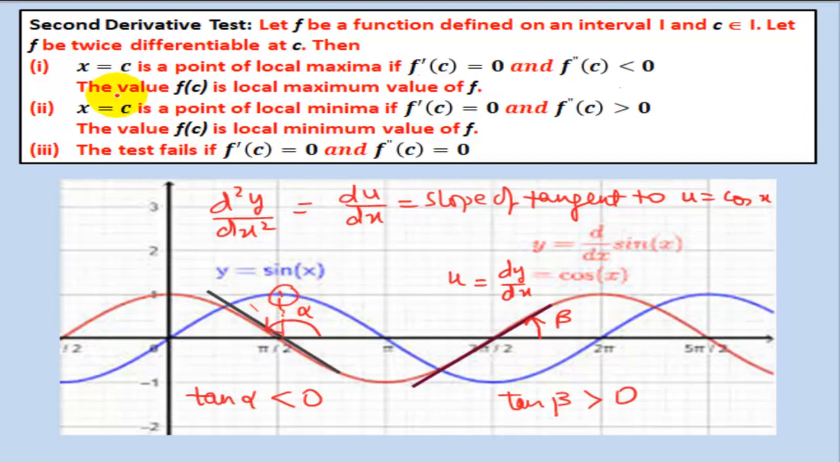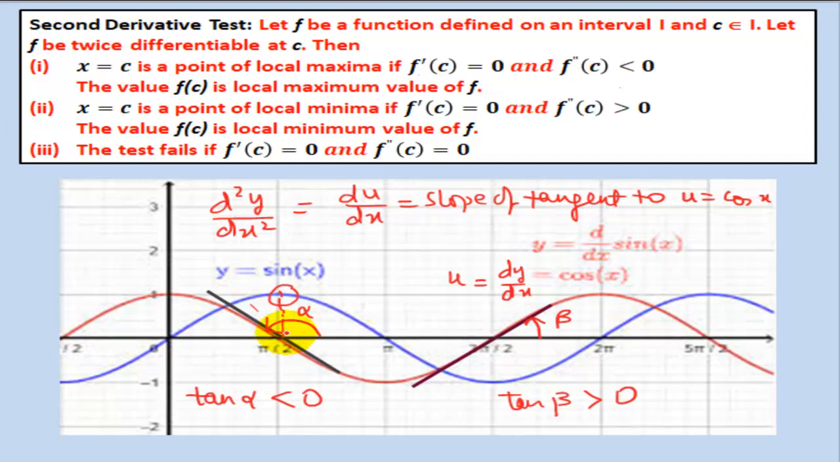Let us relate it to the first statement given here, then we will discuss the second part. It says, let f be a function defined on an interval I and c is a point in that interval, and say f is twice differentiable at that point. So this point, which is x is equal to c, will be a point of local maxima if at this point the first derivative is 0. That means this is a critical point. And the second order derivative at this point is negative. So that is what has happened here.